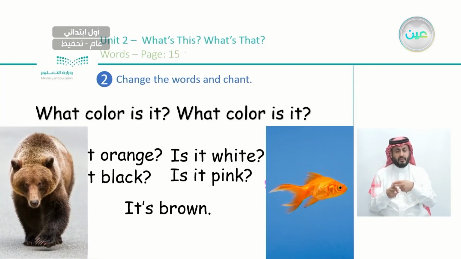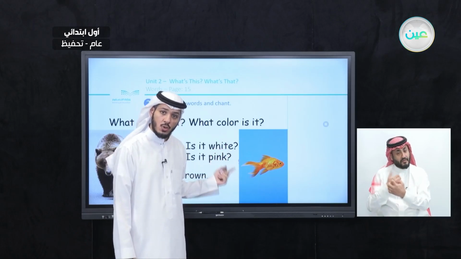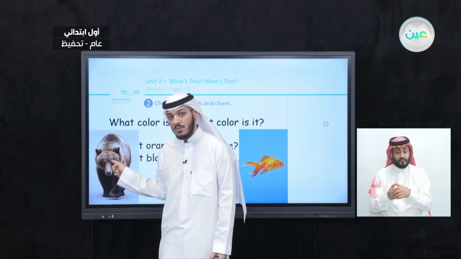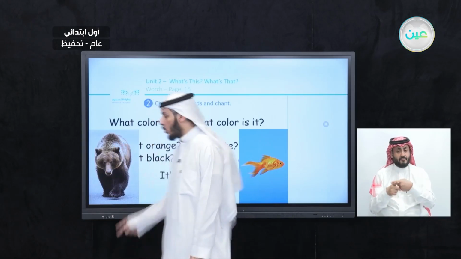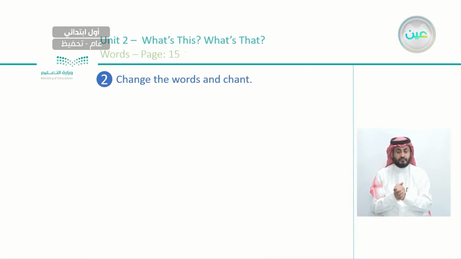It's what? It's brown. Perfect. What about the fish? What color is the fish? It's orange, excellent. So this is orange. But we have this brown. So it's brown. This is the bear. It's brown. Perfect.